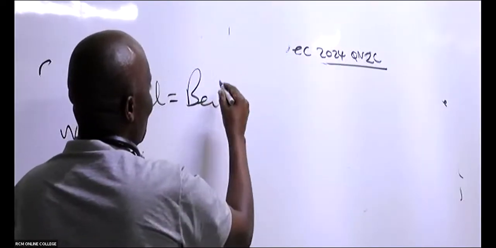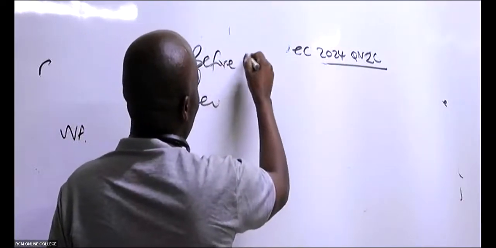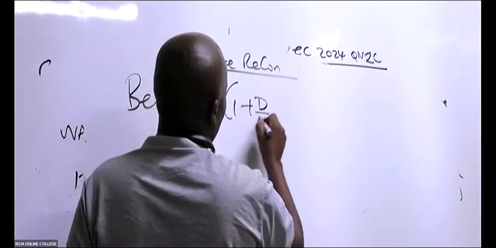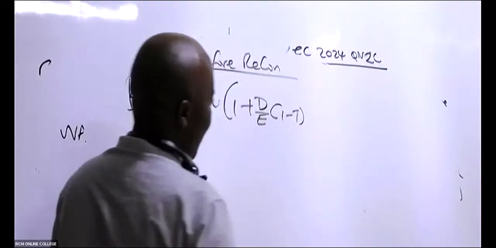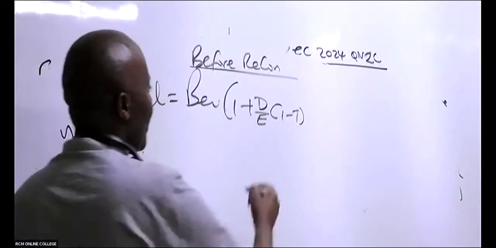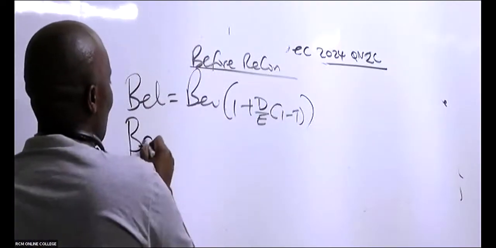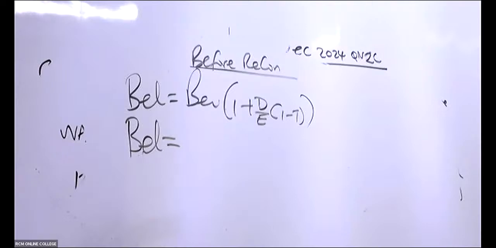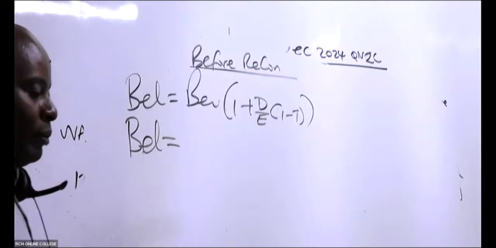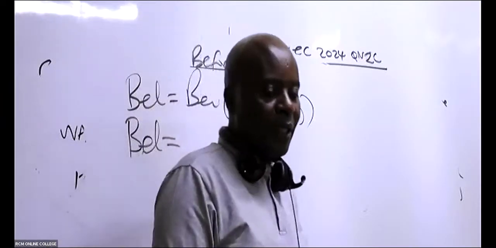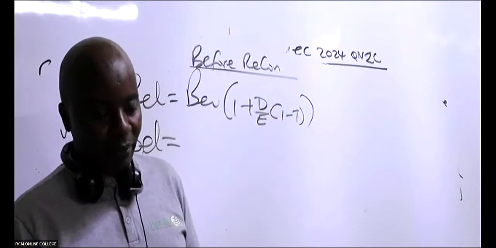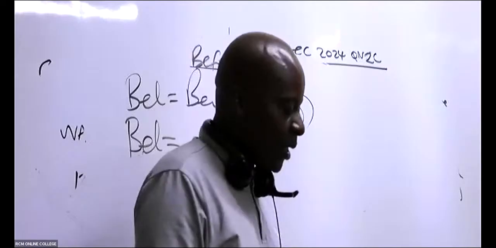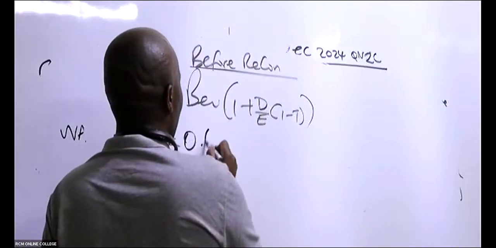So Bell, before reconstruction, equals Beu into 1 plus debt over equity into 1 minus T. Since you've done the same thing, it allows me to move with speed. Beta equity of a levered firm: are we able to see Beu? Beu is beta equity unlevered, which is the same as asset beta, 0.6.